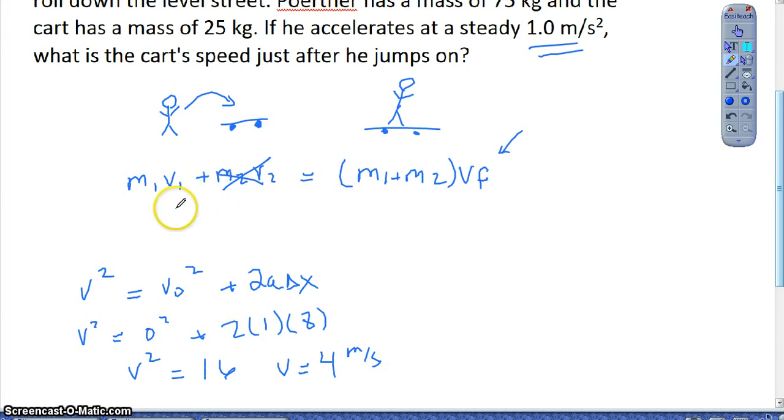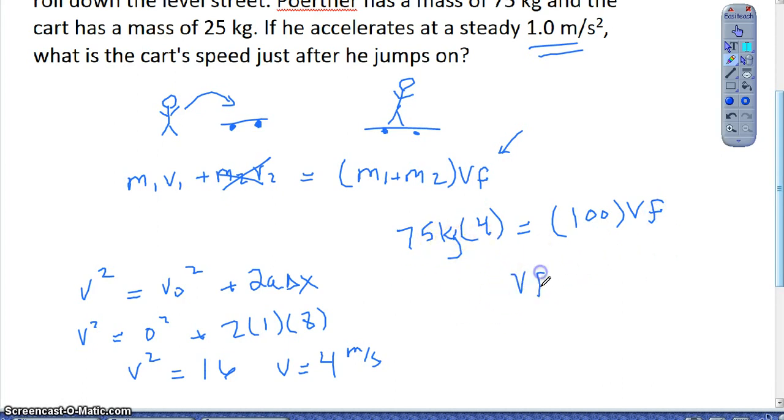So that represents his initial velocity before the collision. We've got a 75 kilogram mass times 4 meters per second, plus, again, 0 there for the cart. It equals the total mass together, so 100, as we take the cart and Portner and add them together, and then find the final velocity from that. So 75 times 4, I believe that ends up being 300, divided by 100, we get their final velocity to be 3 meters per second together.